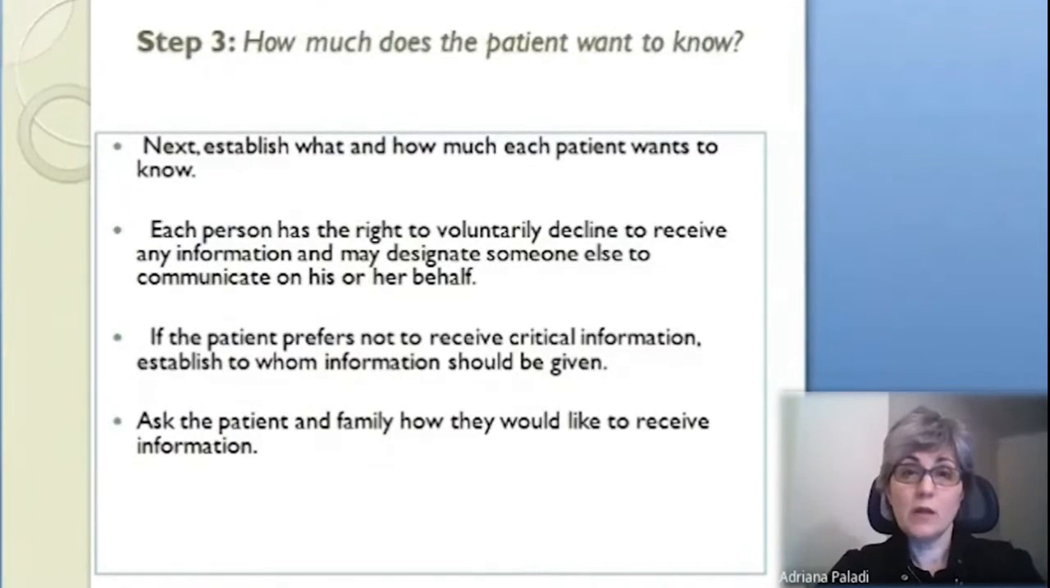And in this step, any physician should understand how much the patient wants to know about his medical condition. Each person has the right to voluntarily decline to receive any information and may designate someone else to communicate on his or her behalf. If the patient prefers not to receive critical information, you should establish to whom information should be given.